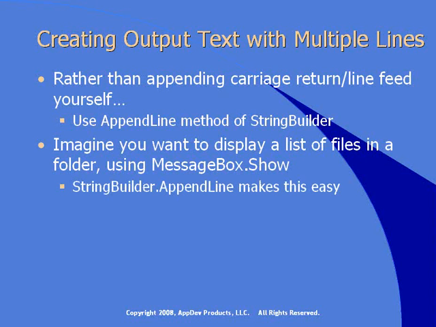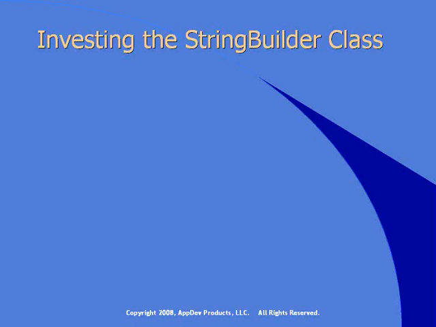StringBuilder.appendLine makes this easy. You just look for each file, and after you find each file, call StringBuilder.appendLine to append the line to the output buffer, and when you're done, you just retrieve the results, which will be all the files, each on their own line of text. You might want to investigate the String Builder class and how it works.